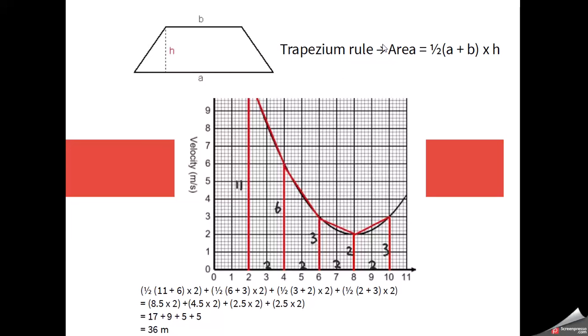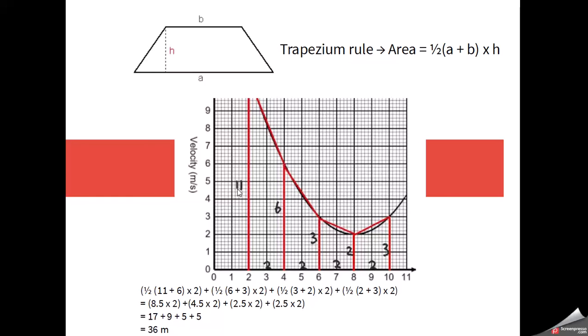Now, the area of a trapezium is half (a plus b) times the height, where a is the bottom, b is the top, and the height is the distance between the two. But on our graph, these trapeziums are on their side. So the area of each trapezium is half the first side plus the second side times the height, which is the distance between the two bars. So I can put these into my equation.